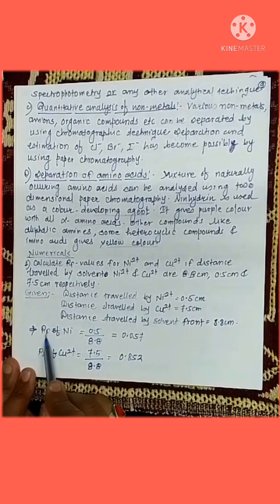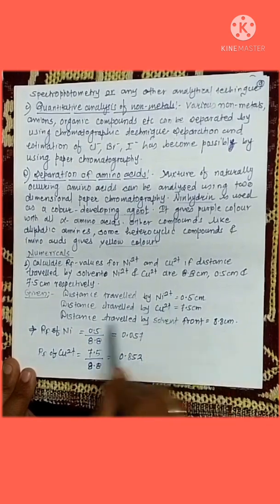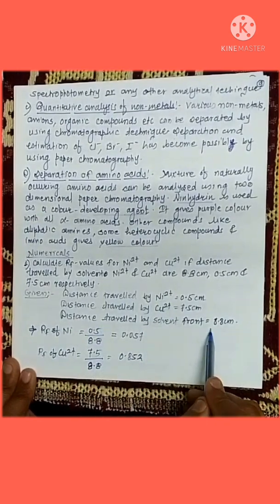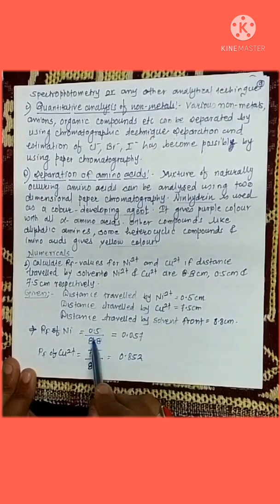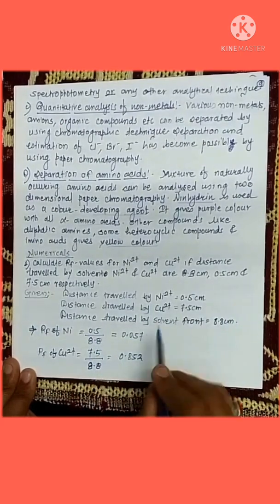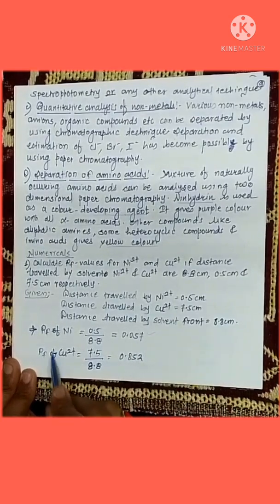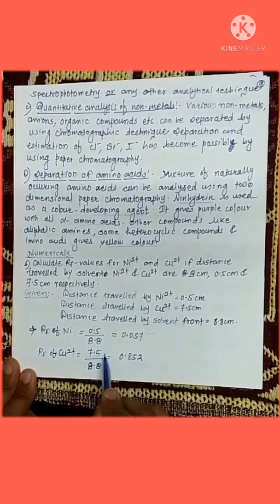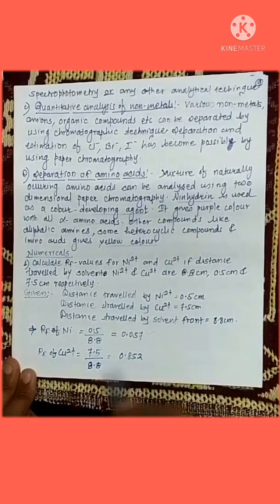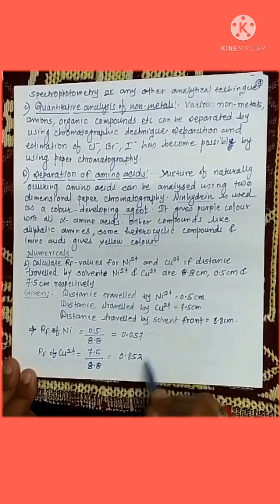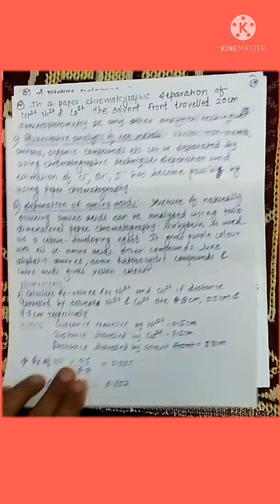So we know the formula: RF for nickel is equal to the distance traveled by nickel 2+ divided by the distance traveled by the solvent front. So that is equal to 0.5 divided by 8.8, that is equal to 0.057. For the RF value of copper 2+, it is equal to the distance traveled by copper 2+ divided by the distance traveled by the solvent front, that is 7.5 divided by 8.8, that is equal to 0.852.